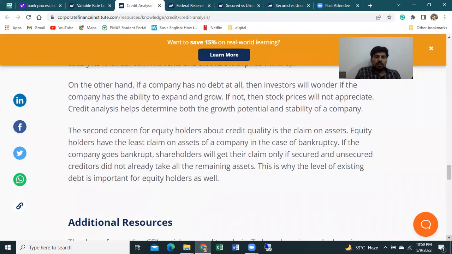The second concern of the equity holder about credit quality is the claim on the assets. The equity holders have the least claims on the assets of the company. In the case of bankruptcy, shareholders will get the claims only after secured and unsecured creditors have taken the remaining assets. This is why the existing debt is important for the equity holder as well.